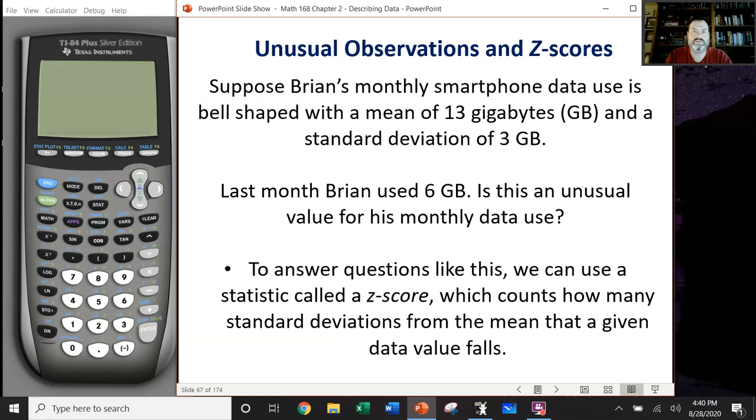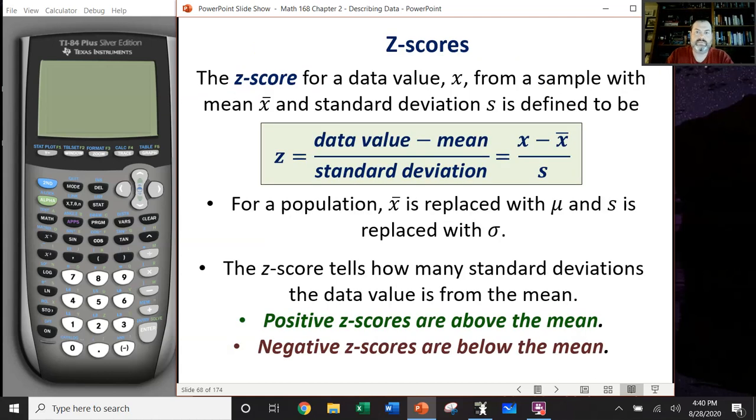You are also allowed to use the 95% rule, but we actually get more information from a z-score. The way you compute a z-score: if you have a data value, which is always x, from a sample with mean x bar and standard deviation s, the z-score is the data value minus the mean, divided by the standard deviation. For a population, we replace the sample mean with the population mean and the sample standard deviation with the population standard deviation. So z-scores work for samples or populations. Generally speaking, at least early on, we just work with samples.